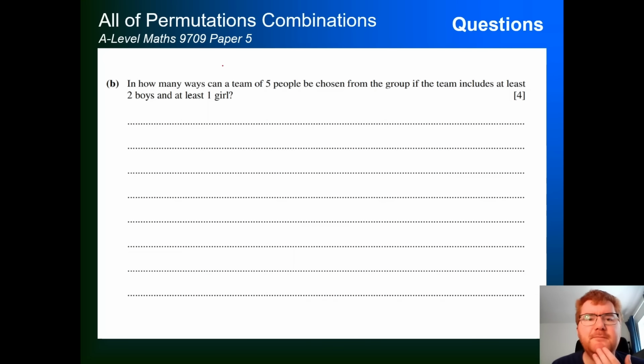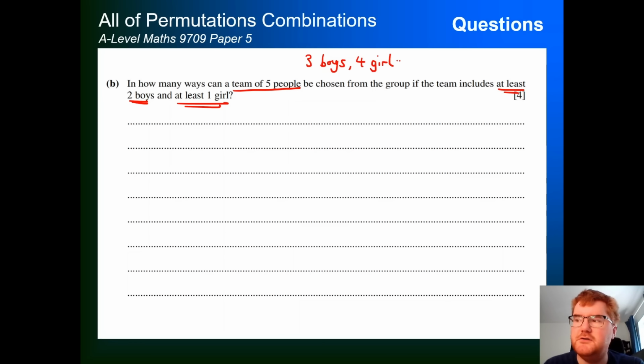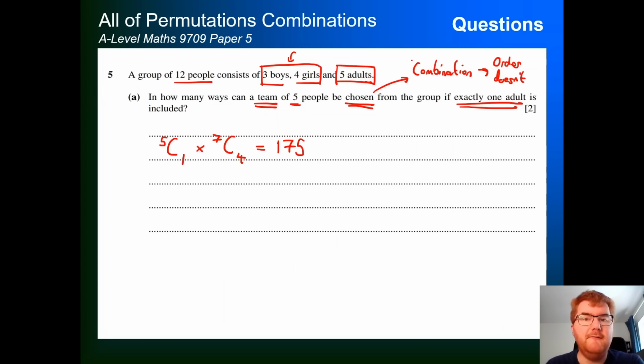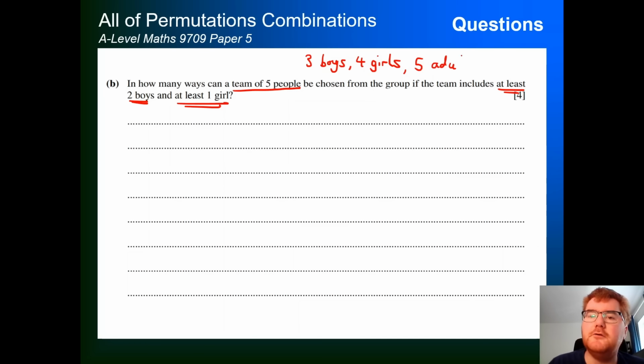On to part B: how many ways can a team of 5 people, so still combinations, be chosen from the group if the team includes at least, this is important, 2 boys and at least 1 girl. Now remember, we have 3 boys to choose from and we have 4 girls to choose from as well. We've got 5 adults as well, so now we need to write down all the different combinations.